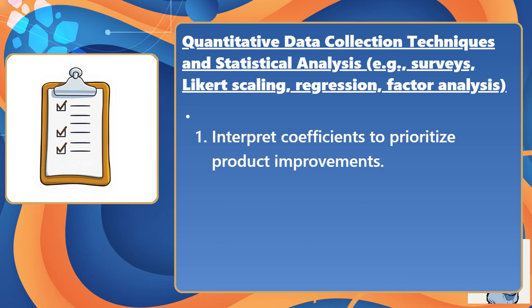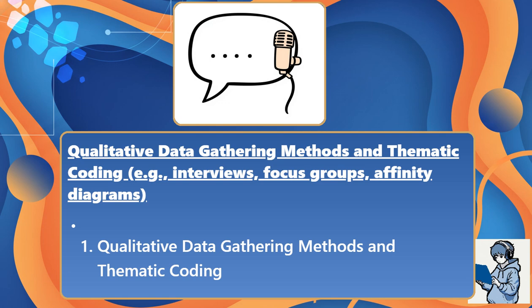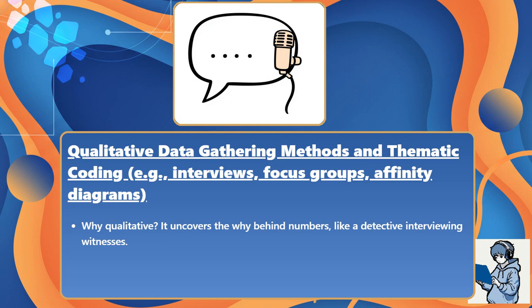Interpret coefficients to prioritize product improvements. Four qualitative data gathering methods and thematic coding. Why qualitative? It uncovers the why behind numbers, like a detective interviewing witnesses.